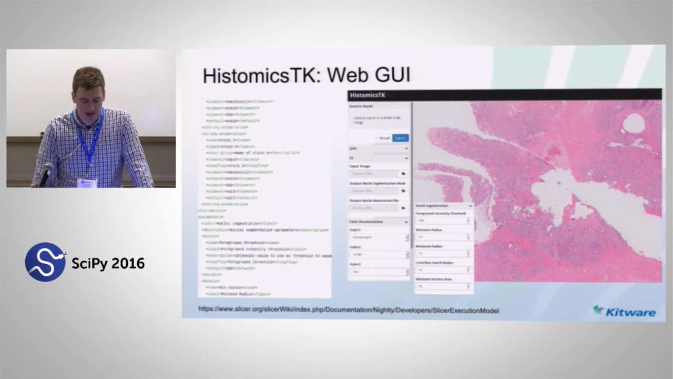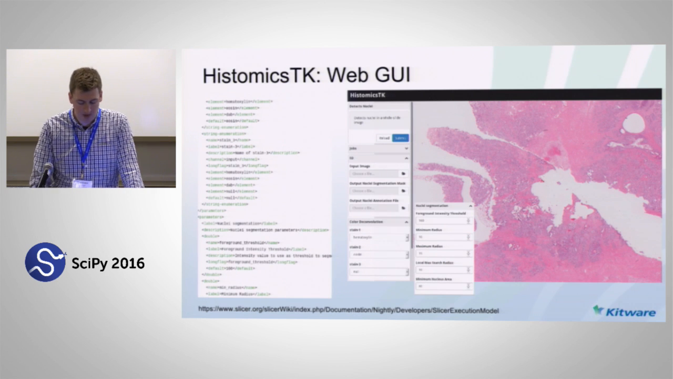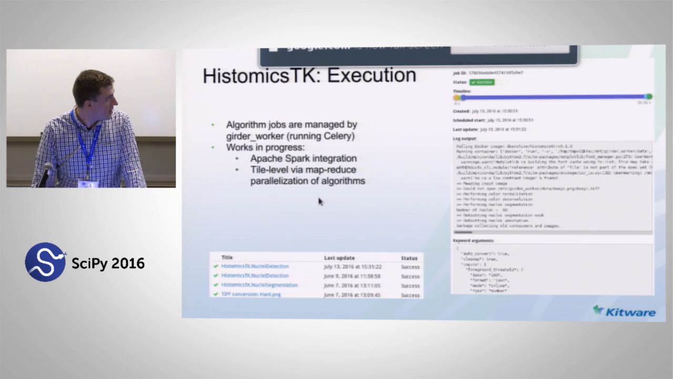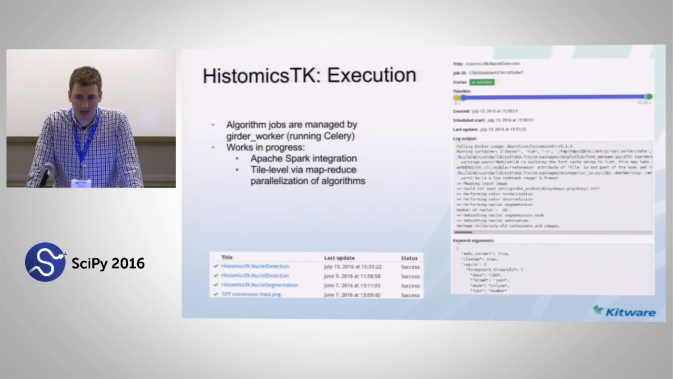So once your algorithms are loaded and available via the web GUI, a user can load an image from Girder. They can choose parameters, and they can kick off execution. And for the actual execution, at the moment, we have an extension to Girder called Girder Worker that runs on top of Celery and manages execution. It handles scheduling of jobs. It handles serializing of results, or serializing of I/O more generally.